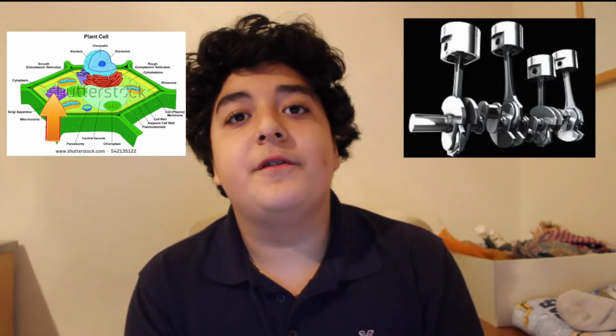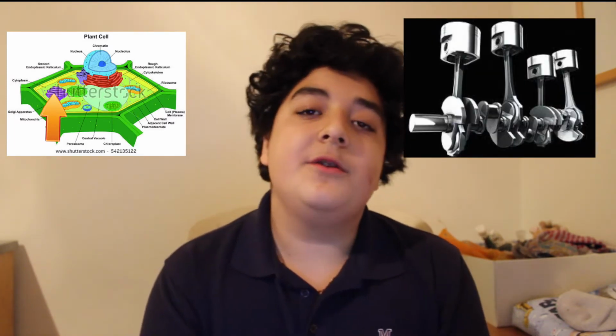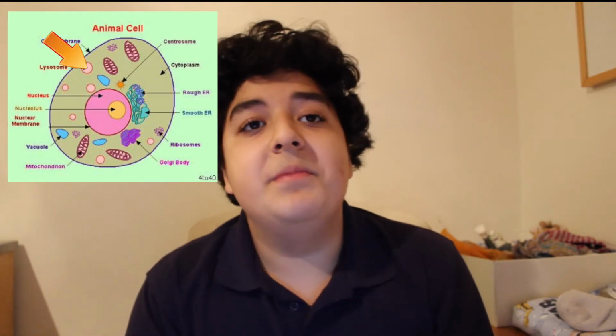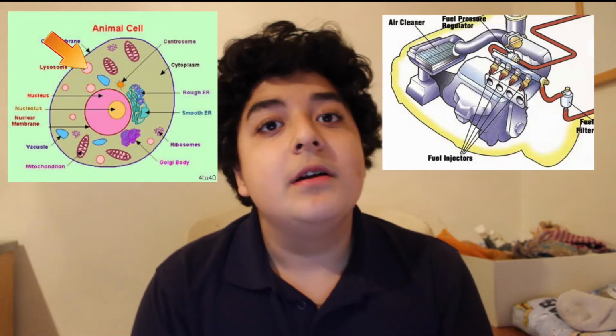The Golgi bodies would be the pistons of the car, because the pistons convert fuel that is used and push it out through the exhaust, and the Golgi body packages everything and gets it ready to be shipped out of the cell. The lysosome would be the fuel input system, because the fuel input system makes it easier for the fuel to get to where it needs to be, and the lysosome makes it easier for the cell to digest. So it basically moves it around quicker to where it needs to be.